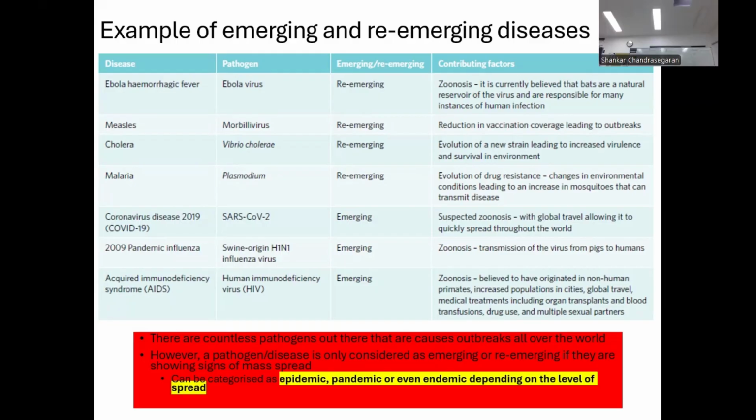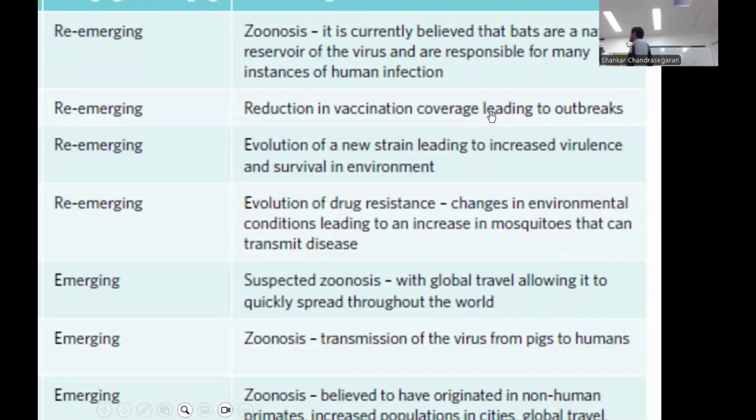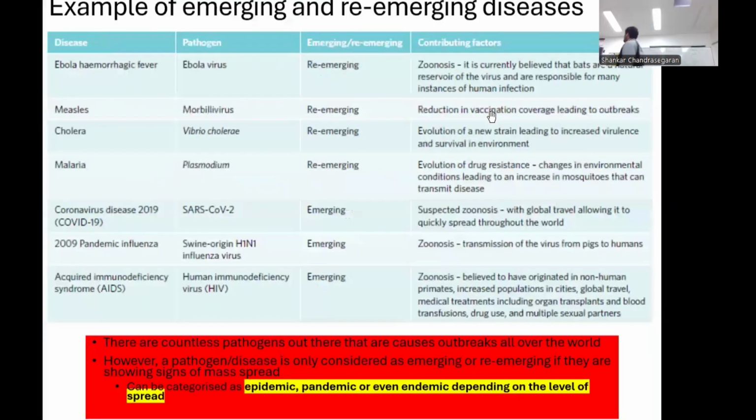And let me show you guys what the contributing factors are for them having emerged or re-emerged. So with your Ebola, it is thought to have jumped the species gap, where through zoonosis, it was able to jump the gap between the species and start infecting humans. With measles, it was due to vaccination programs not being followed through, or a reduction in coverage, leading to the re-emergence of the virus.